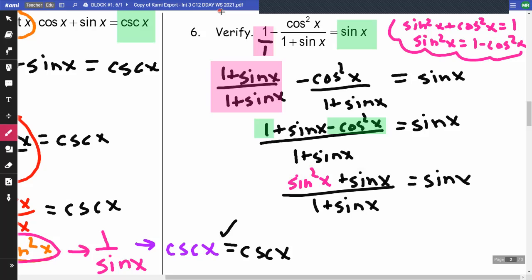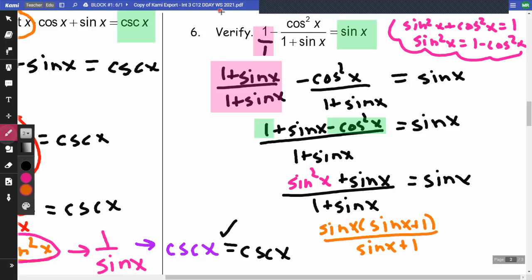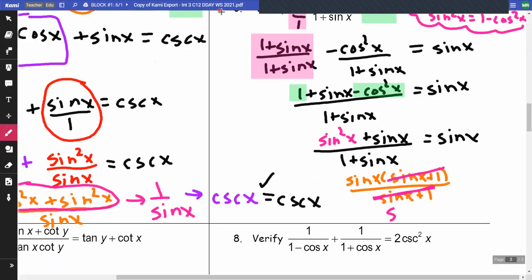And then I have a sine x in both terms. So I can factor out a sine x, and I'm going to be left with sine x plus 1 over basically sine x plus 1. Okay, those are the same. And so what's going to happen is this 1 plus sine x and this 1 plus sine x are going to cancel out. And I get sine x on this side. And remember, the other side was equal sine x. So there you go.